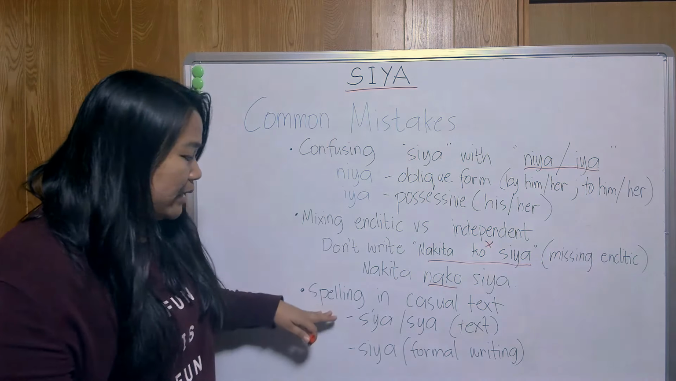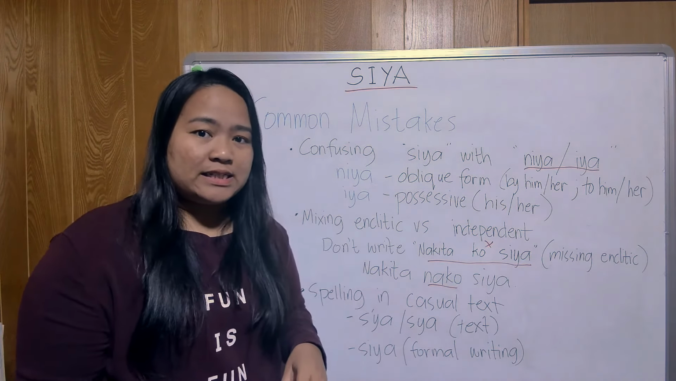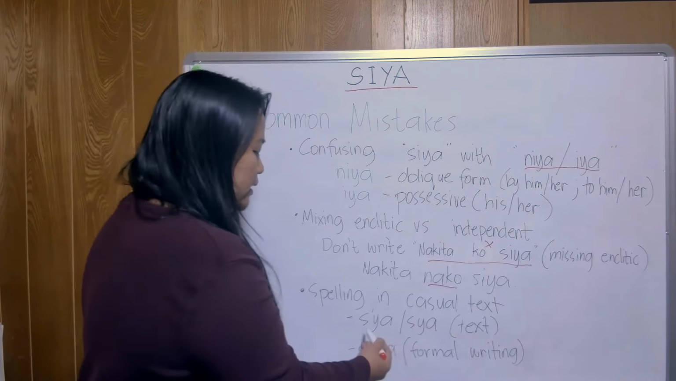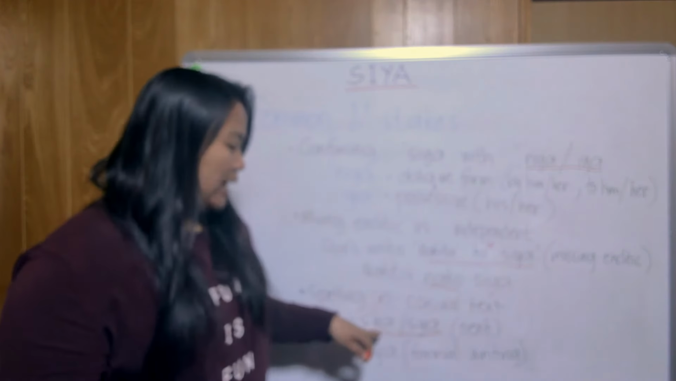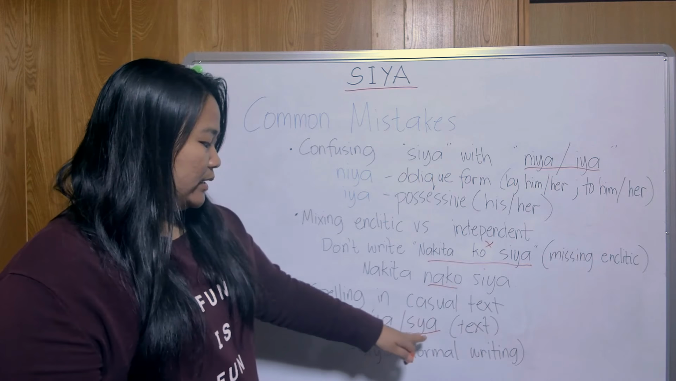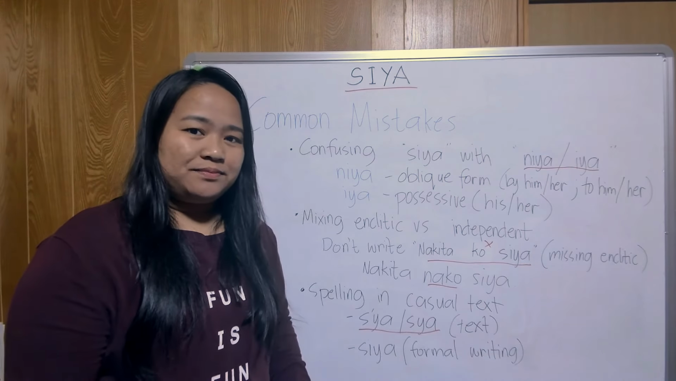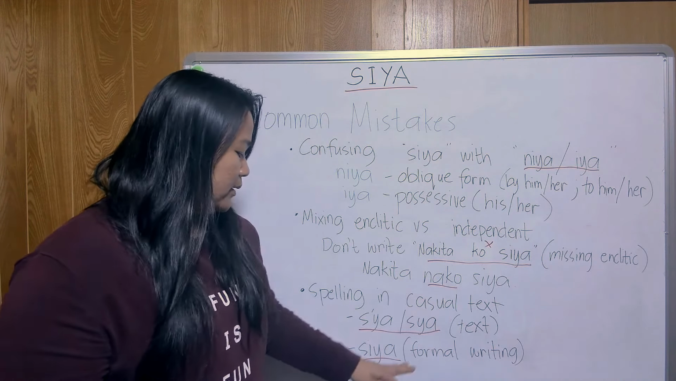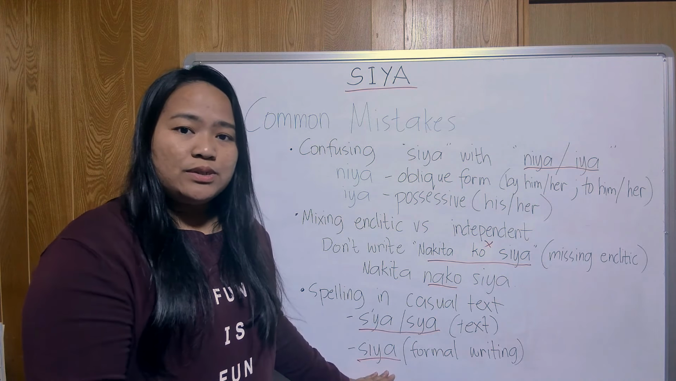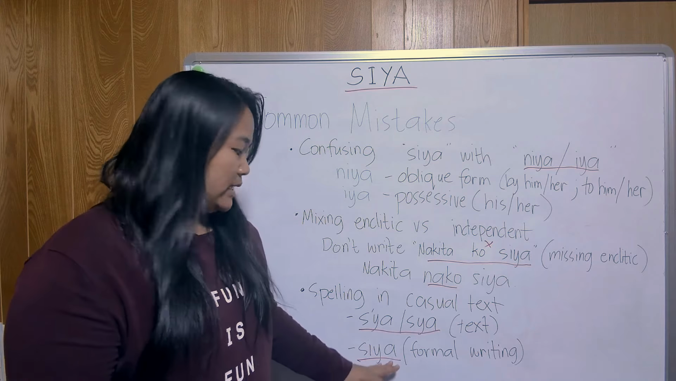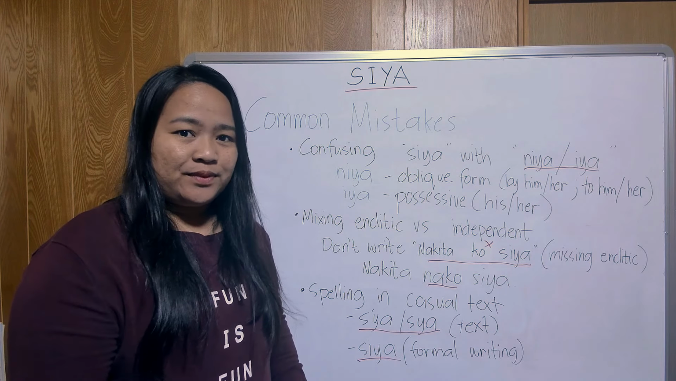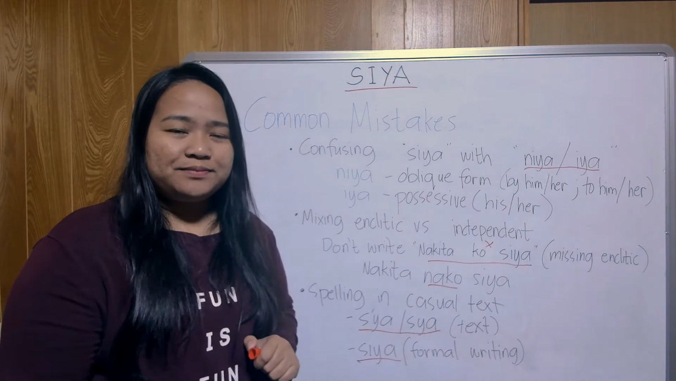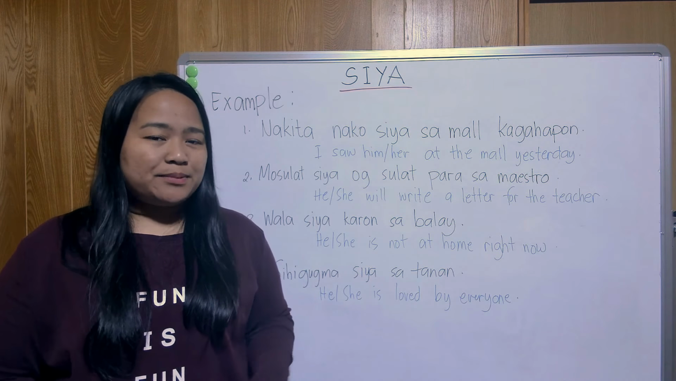And lastly, spelling in casual text. So in Bisaya, if you're texting, you can use the short form of siya. So you can write it this way. Yes. And for formal writing, you will use the full word siya. Alright, so these are the common mistakes of siya.